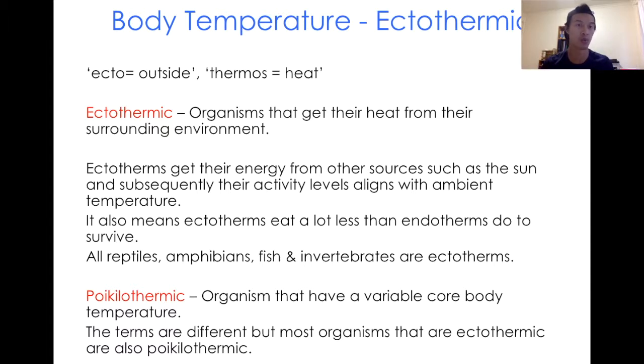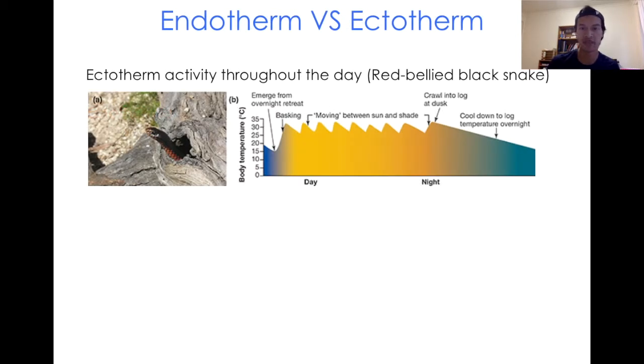And so the larger the animal, the more ideal it is that it can maintain a core or a stable body temperature. Crocodiles are also a really good example of that. Crocodiles are ectotherms, but they, to an extent, have a homeothermic kind of body temperature as well. Now, activity, take a look at this graph here of the red-bellied black snake.